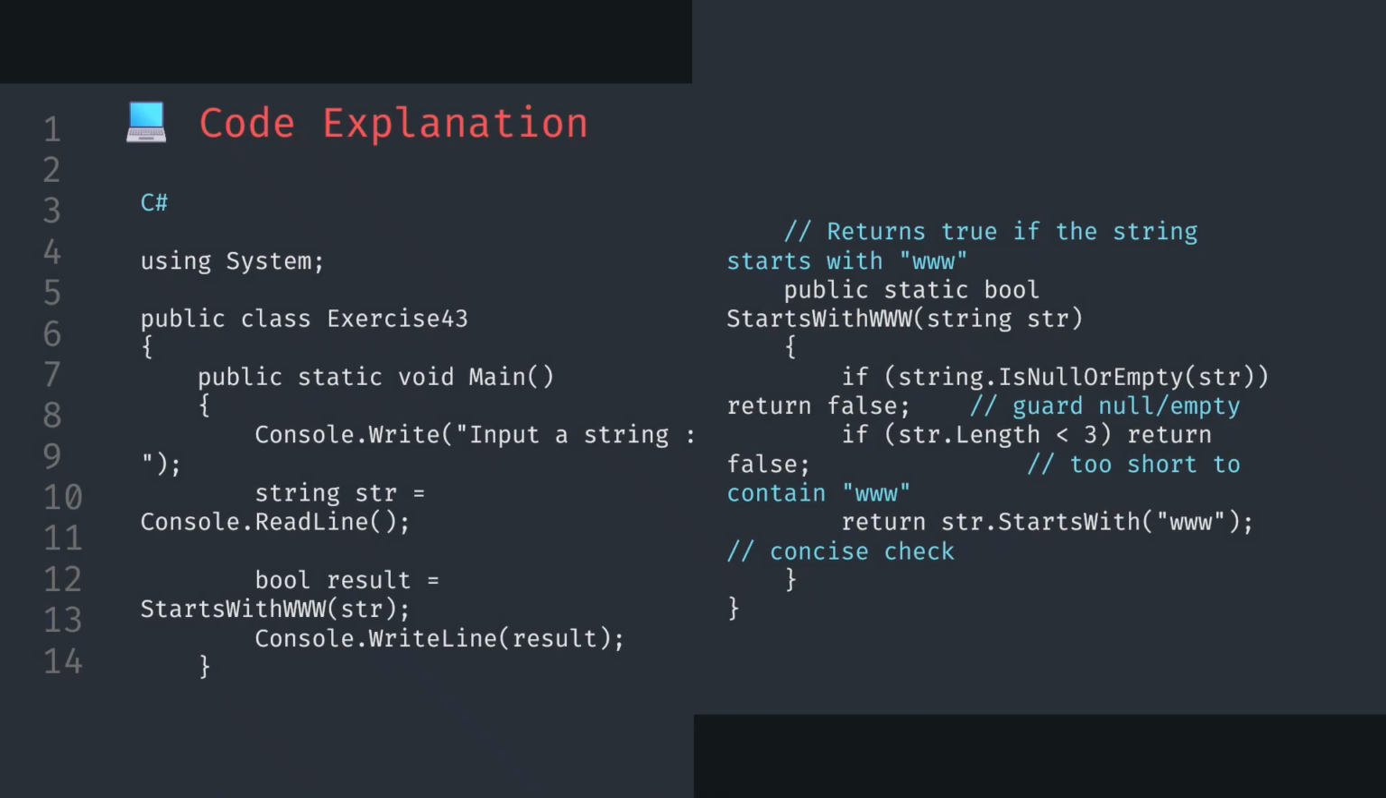This implementation is compact and robust. We first guard against null or empty input, where we avoid exceptions. Then, reject strings shorter than three characters. And finally, call StartsWith www. If you prefer case-insensitive checking, replace it.